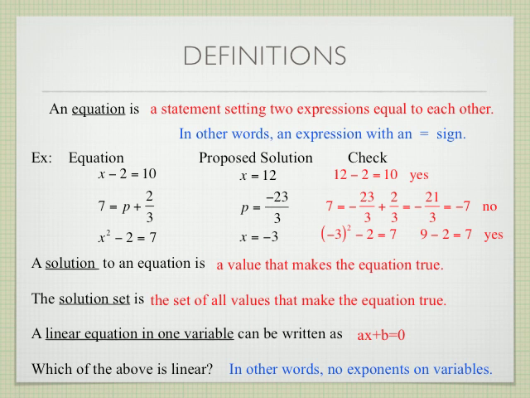So of the above equations, which ones are linear? First one's linear because it's just an x. The next one's linear because it's just a p. This guy is non-linear because of that x squared. We won't be solving nonlinear equations until the very last day of class.